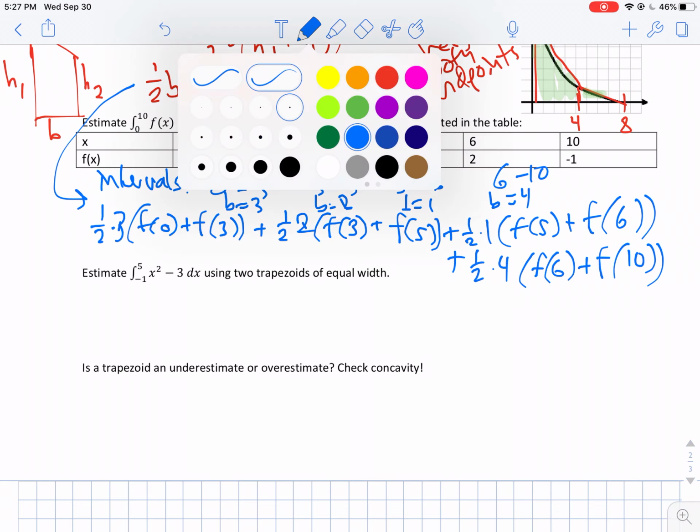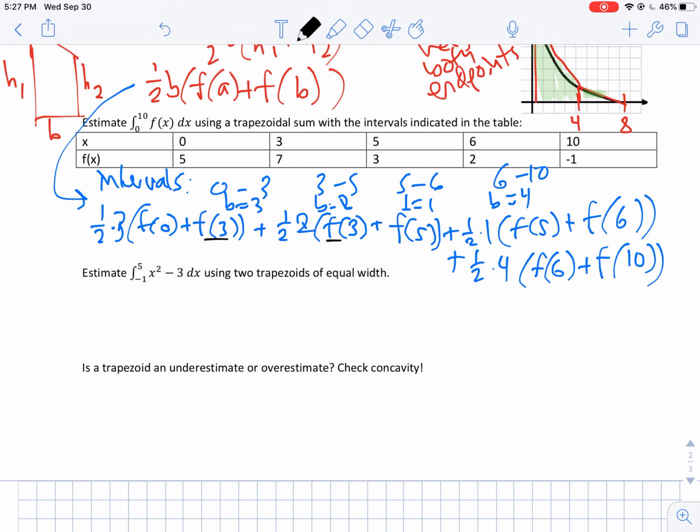So you might notice that some of these values show up twice. In fact, all the intermediate values are used in the intervals on both sides. Okay, now there's some simplifying we can do. 1/2 times 2 is 1, that just cancels. And then we'll just get these values out of the table.